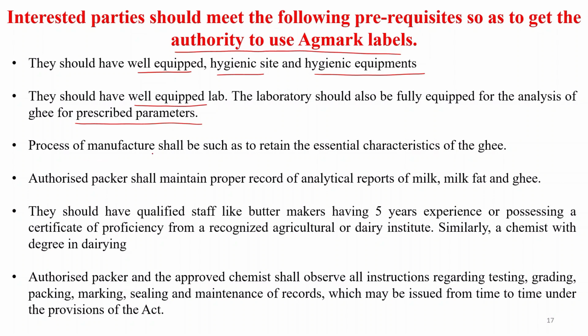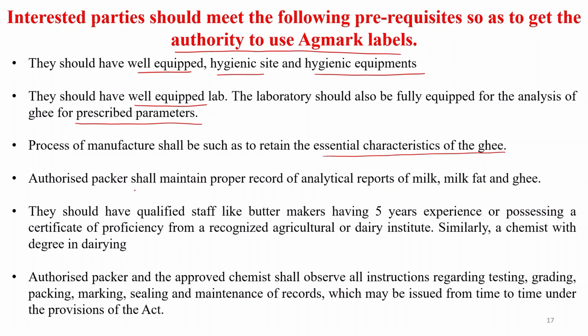Now the process of manufacture shall be such as to retain the essential characteristics of ghee. For example, the temperature should not be higher than say 120 degrees Celsius, otherwise it may change the color or may cause the loss of fat soluble vitamins. So the process of manufacture shall be such as to retain the essential characteristics of ghee.